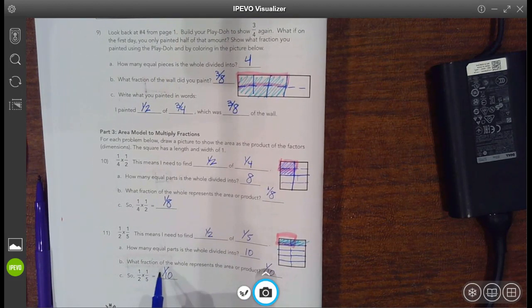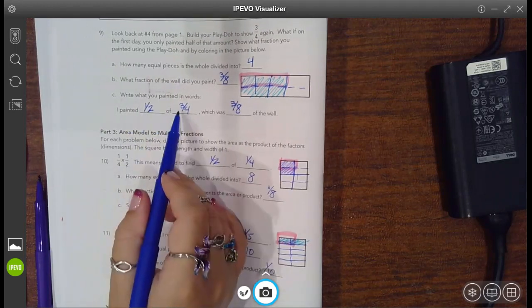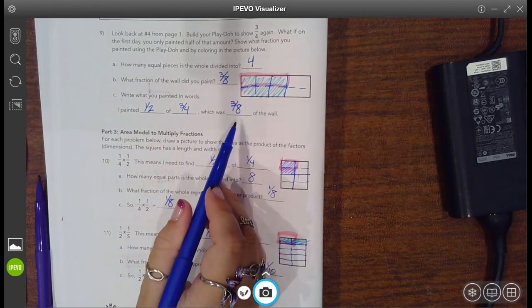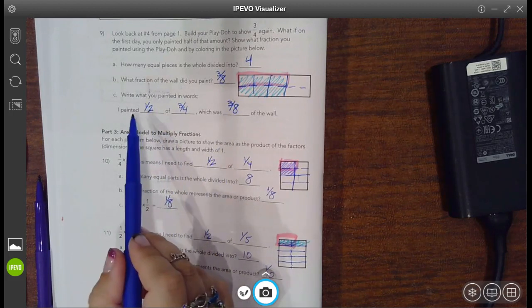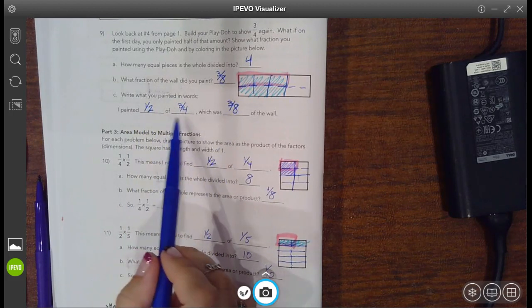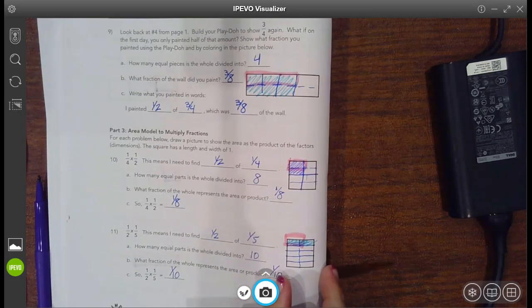Look at the numerators. 1 times 1 is 1. 2 times 5 is 10. 1 times 1 is 1. 4 times 2 is 8. 1 times 3 is 3. 2 times 4 is 8. So that's what's happening with each of these when we multiply. You multiply across the numerators and you multiply across with the denominators. But here's a visualization of why it's working that way.